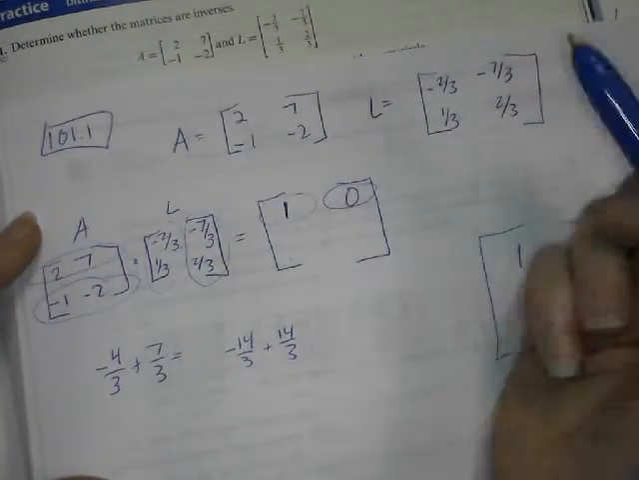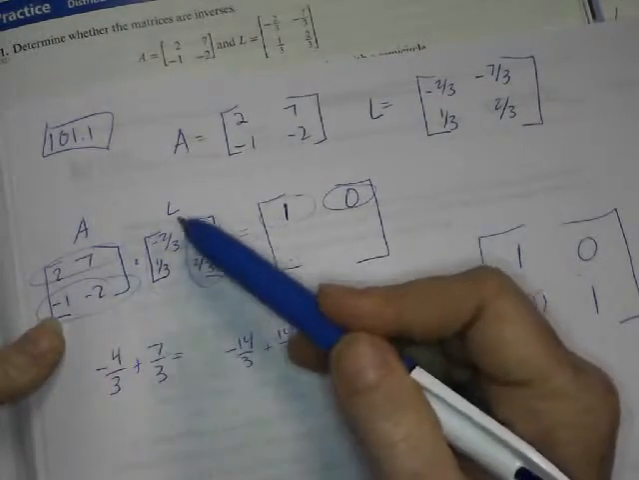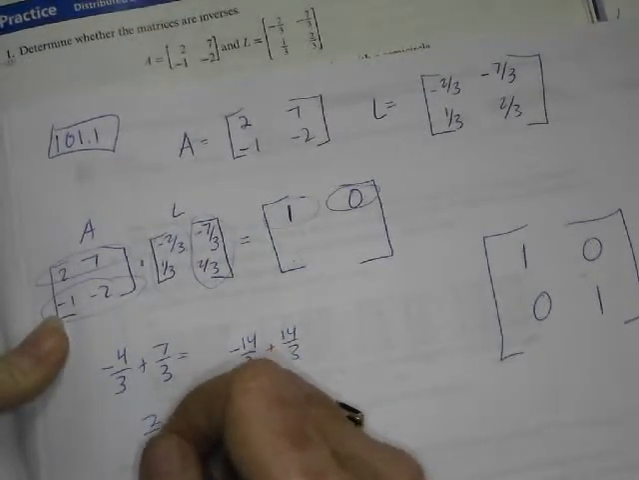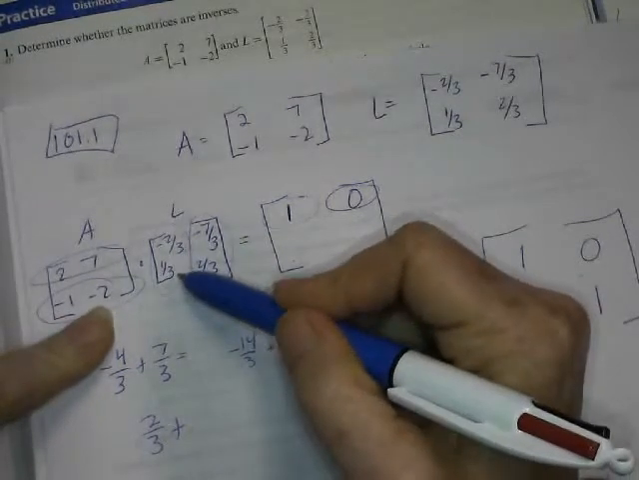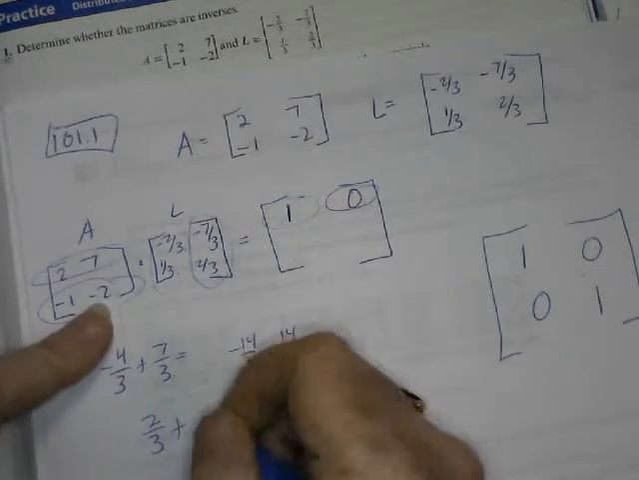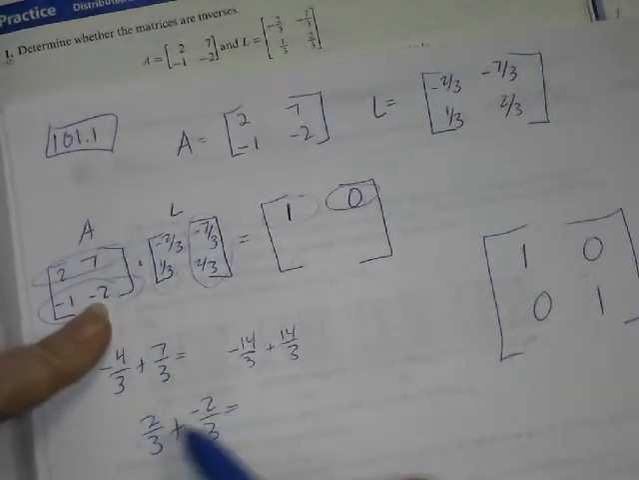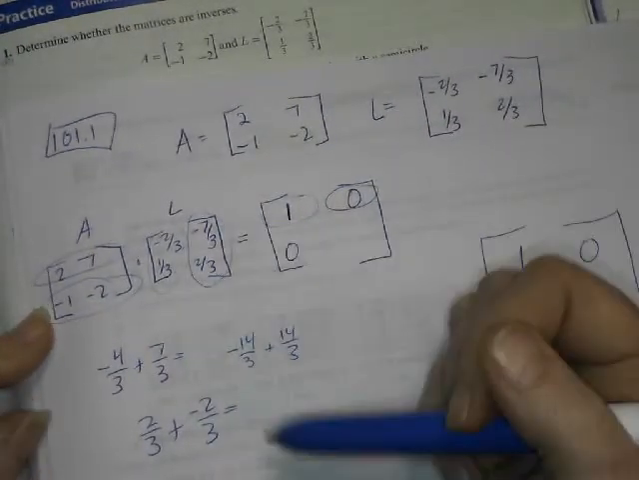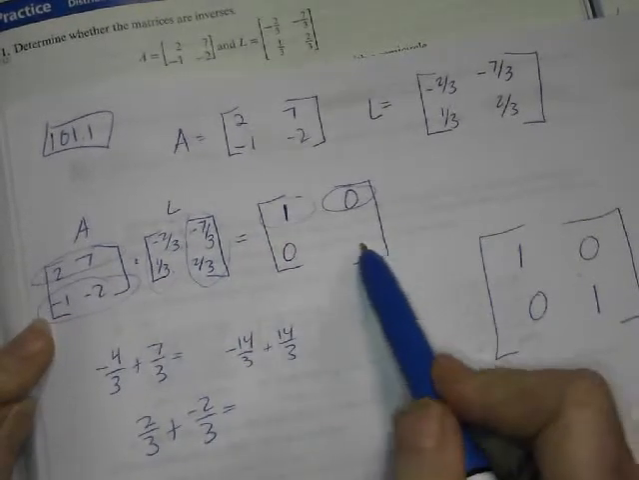Yep. This is row 2, column 1. So I'm going to multiply negative 1 times negative 2/3, which is just going to be 2/3. I'm going to add that to negative 2 times 1/3, that's negative 2/3. Does that equal the 0 that I want there? Yes, it does. Okay, so you guys might be able to do this faster, or maybe you think this is plenty fast.